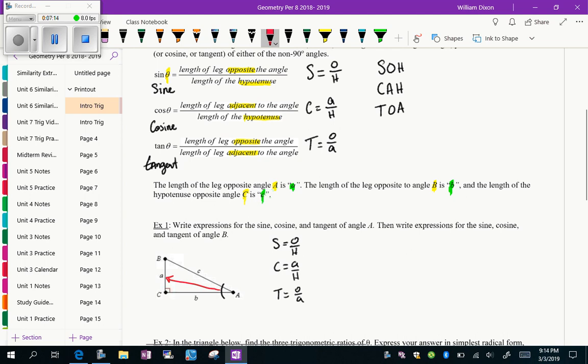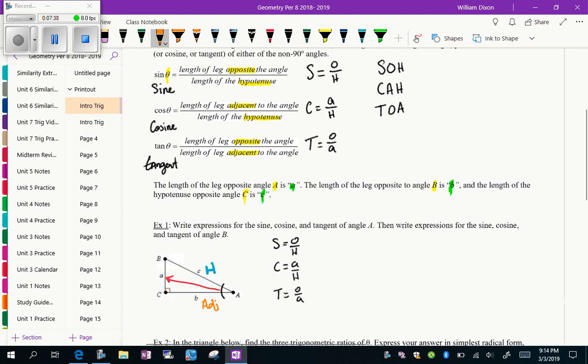Now, C is going to be my hypotenuse. That's never going to change. The side opposite the right angle is always my hypotenuse. And then the other side, the side left over, is going to be my adjacent.